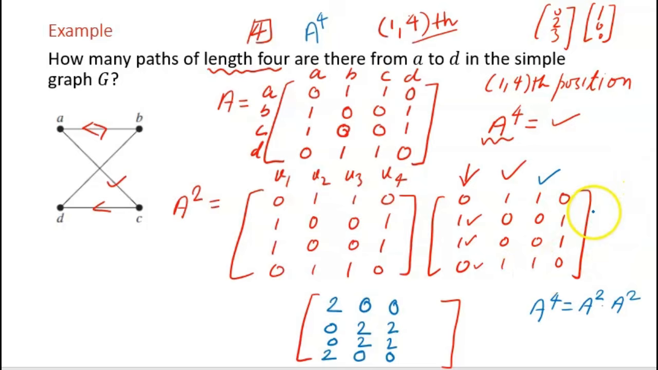And to get the fourth column, we have to take 0 times the first column, 1 times the second column, 1 times the third column, and 0 times the last column. So the first and last columns become 0, and we just have to add the second and third columns. I'll get 1 plus 1, that is 2, then 0, then 0, and then 2. So this is our A square. I hope it is clear to you.